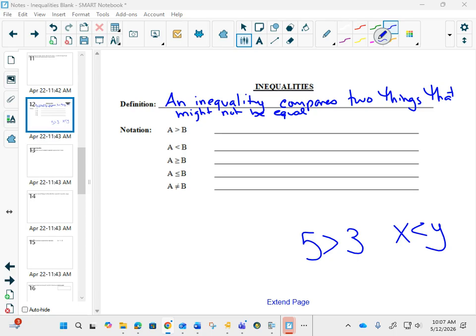So we're going to write these all down first, then we're going to talk about ways that we can read these better. So this is A is greater than B. Second one, A is less than B.